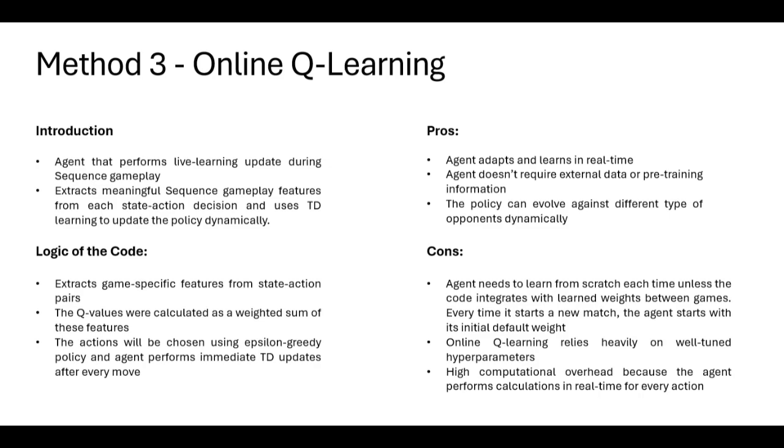However, it comes with heavier computational costs and requires careful tuning to stay stable. In this case, we excluded weight saving for simplicity, so the agent learns from scratch every single time. Overall, this method gave us valuable insights into real-time strategy learning and the power of heuristics in reinforcement learning.